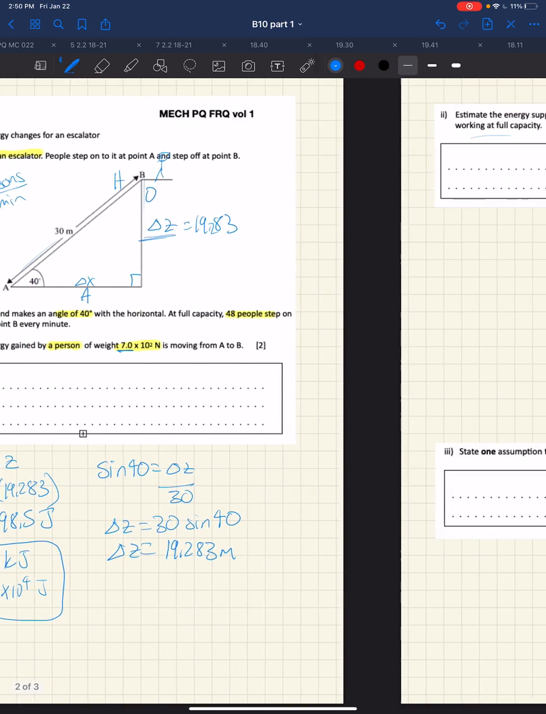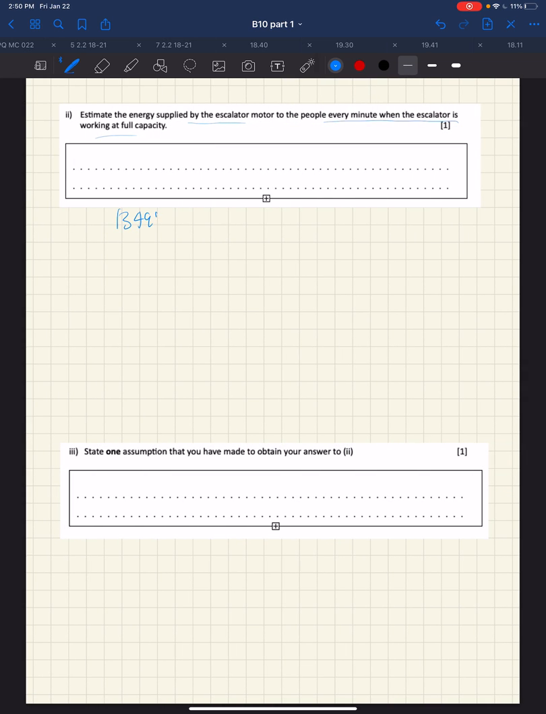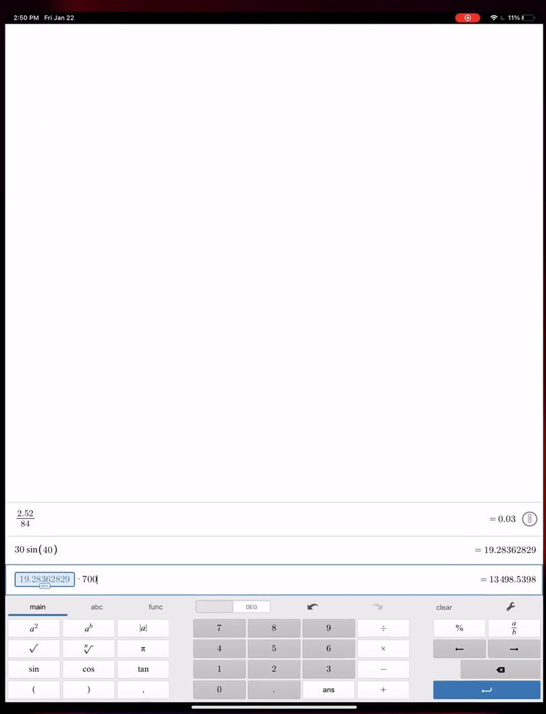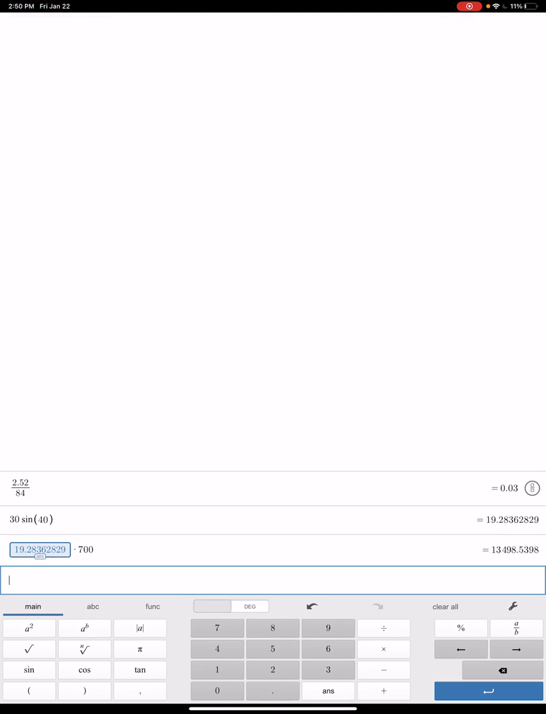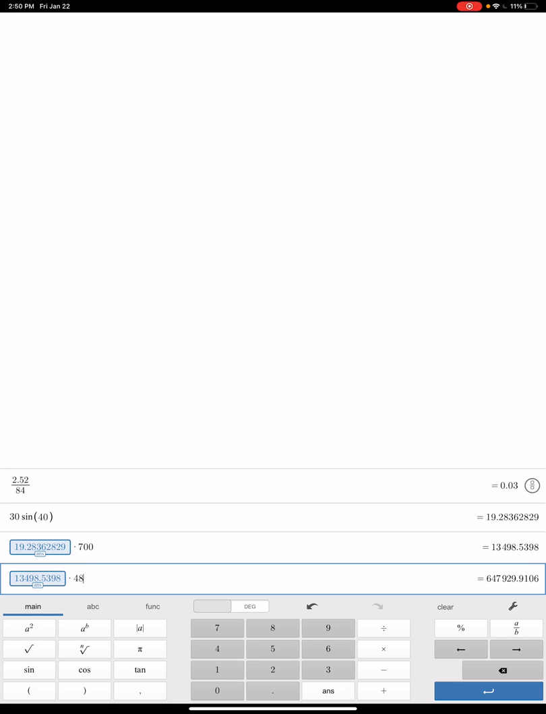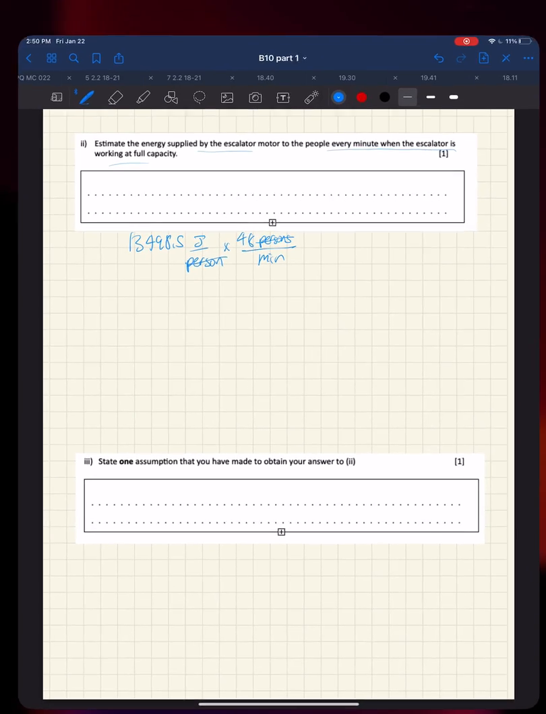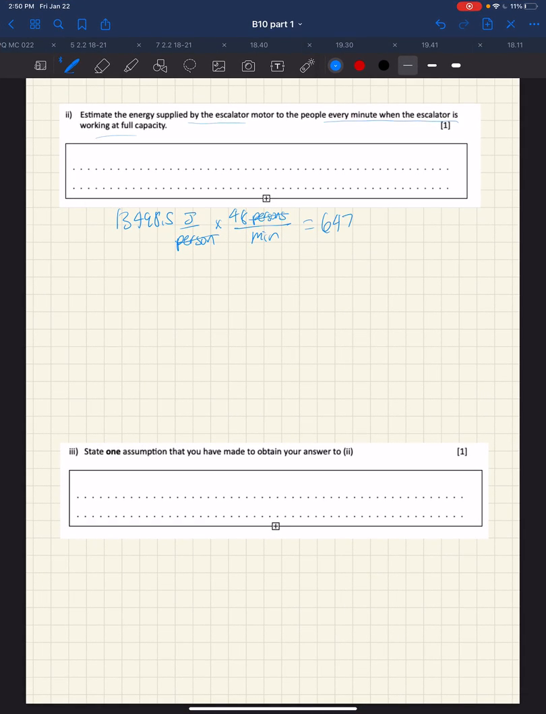So we have 13,498.5 joules per person times 48 persons per minute. And that means we'll multiply that out. So that answer times 48 is 647,929 joules.